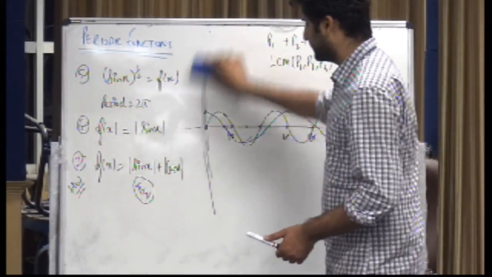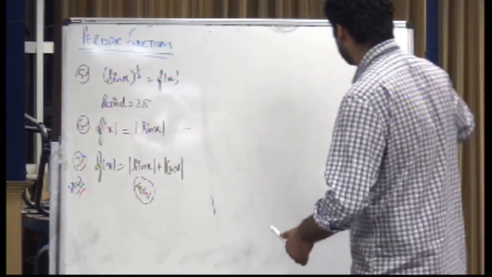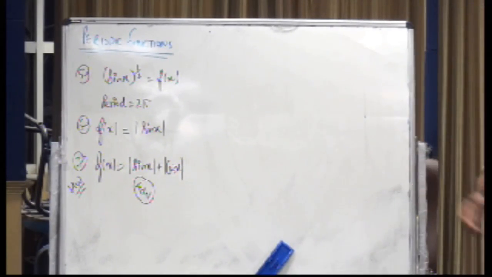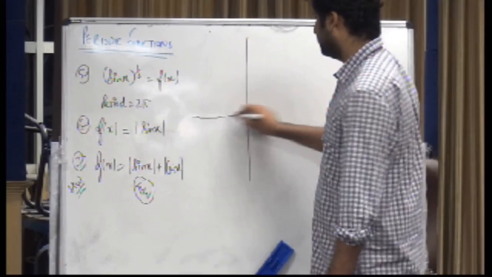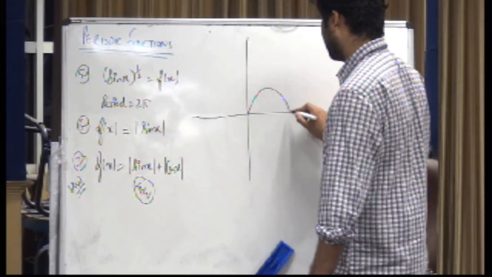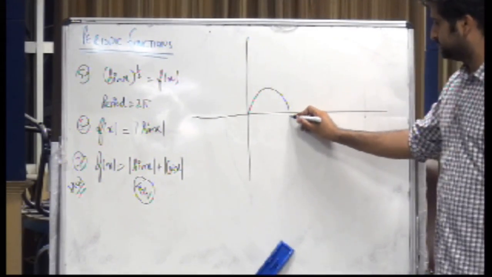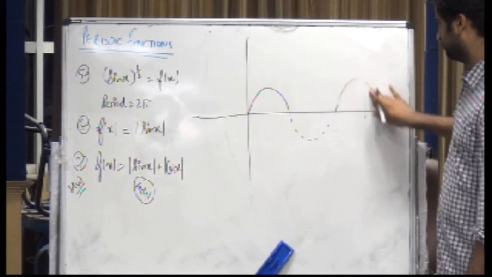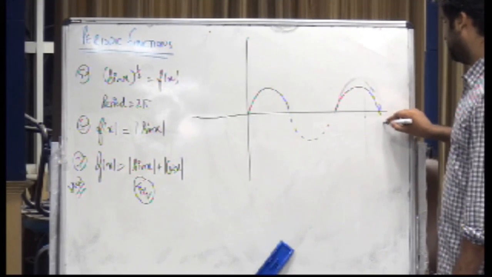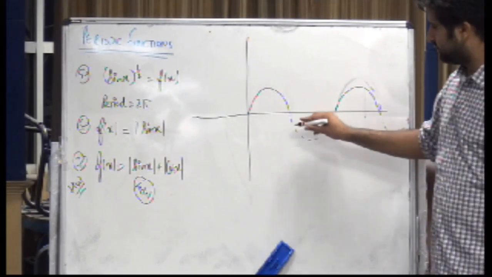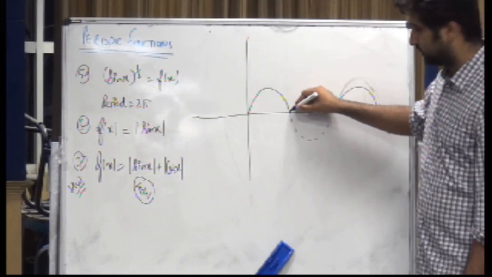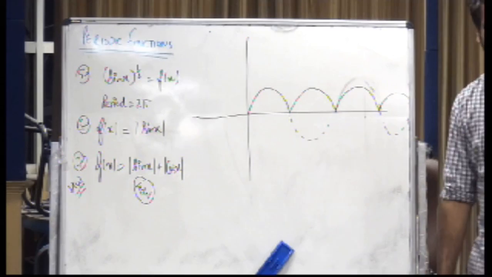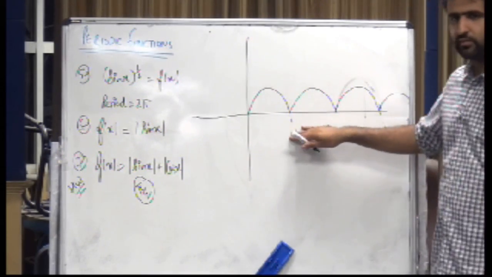f(x) is equal to mod sin x. So what do we mean by modulus of sin x? Modulus of anything makes the negative things positive, right? So if I take sin x, the graph will go like this, and again like this, and again like this, right? So you have to make this negative part positive. So the graph will be like this. I will get all the similar peaks. This negative part will be shifted to the positive part.